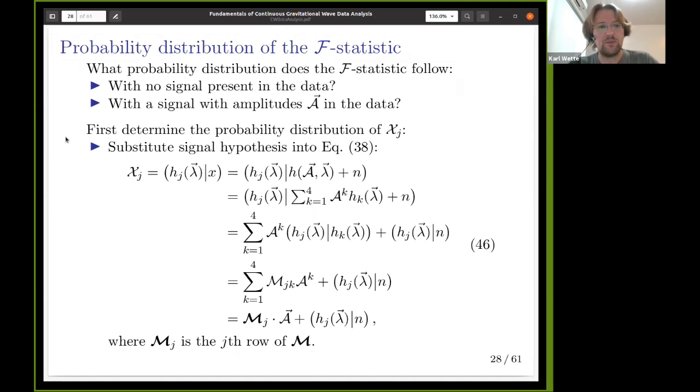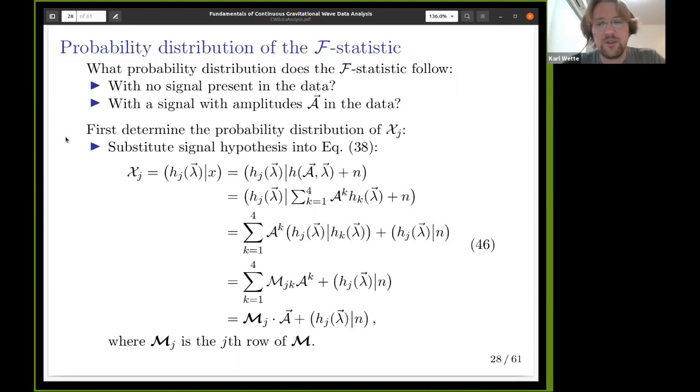So the next thing we're going to show is something important for any detection statistic: its probability distribution. How does the F statistic behave when there's no signal in the data, or when there's a signal in the data? If we do an analysis and find an F statistic value of 2F equals 30, what does that mean? Is that good? Is that bad? Does that mean a detection or not? We don't really know unless we have the context of how that statistic is distributed.